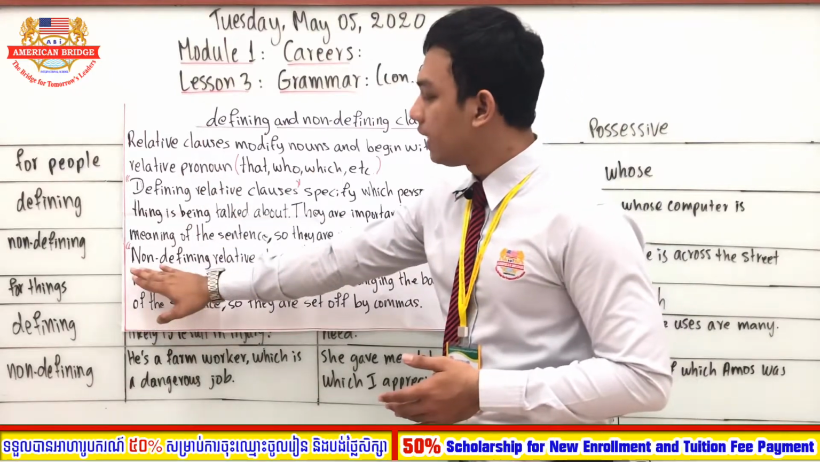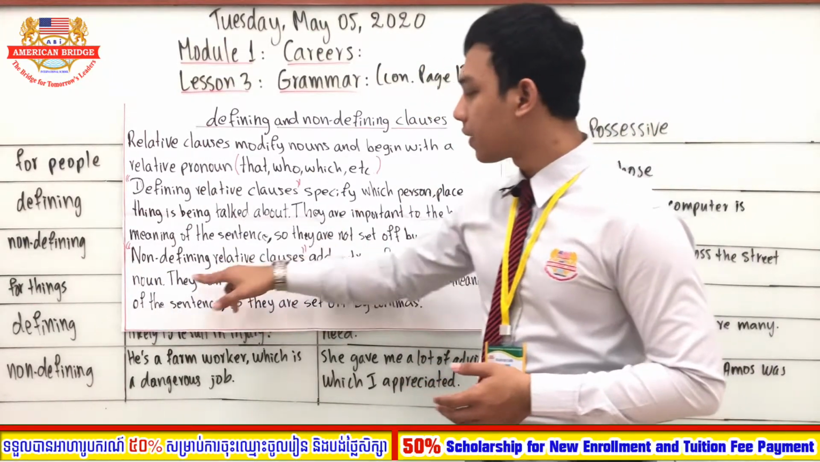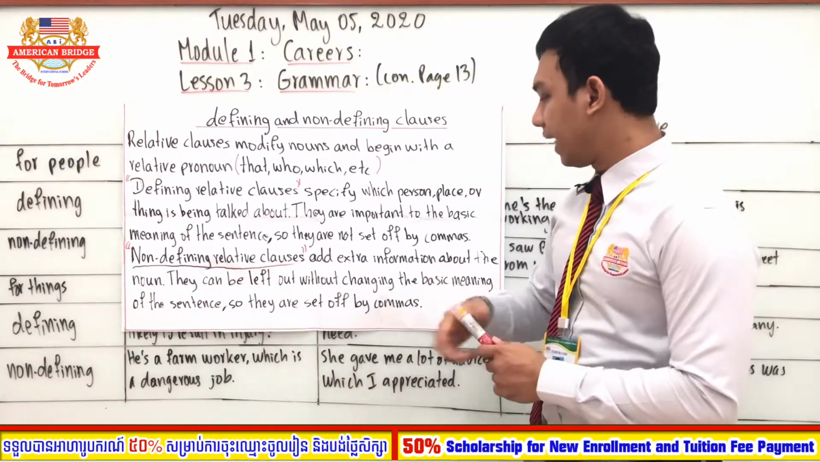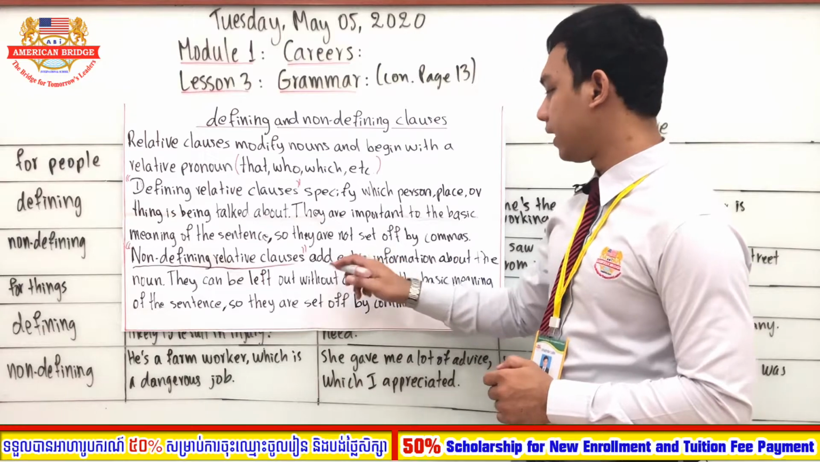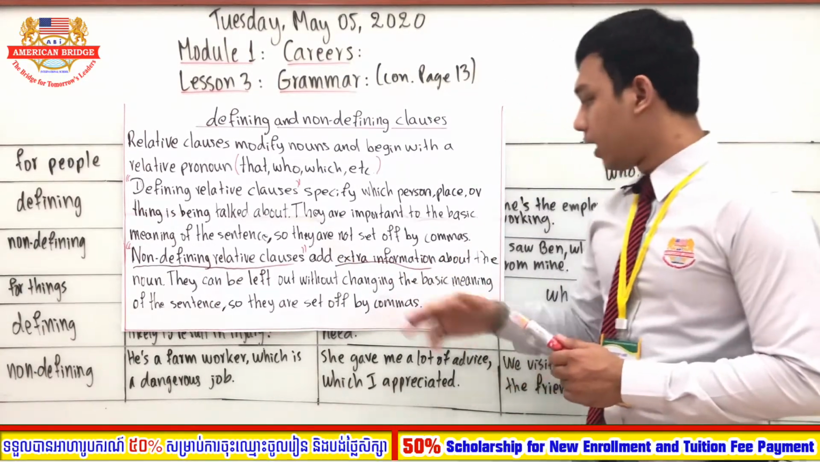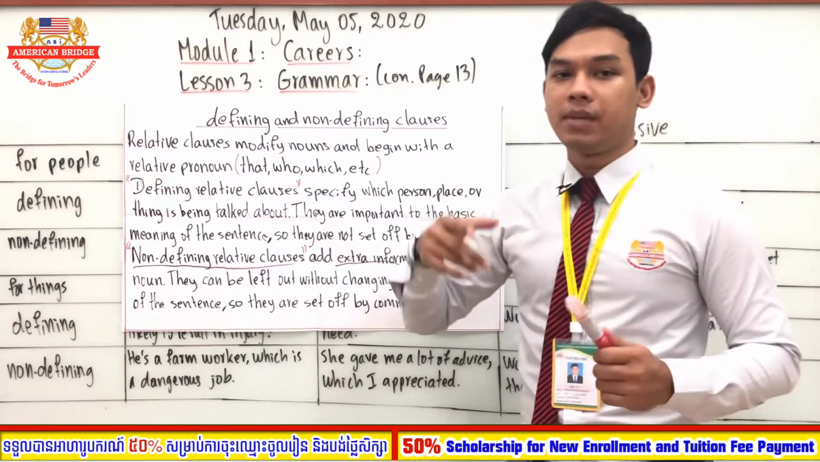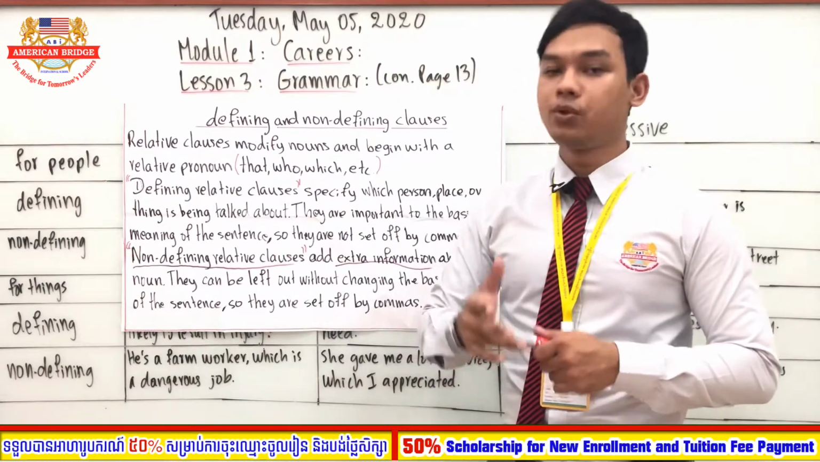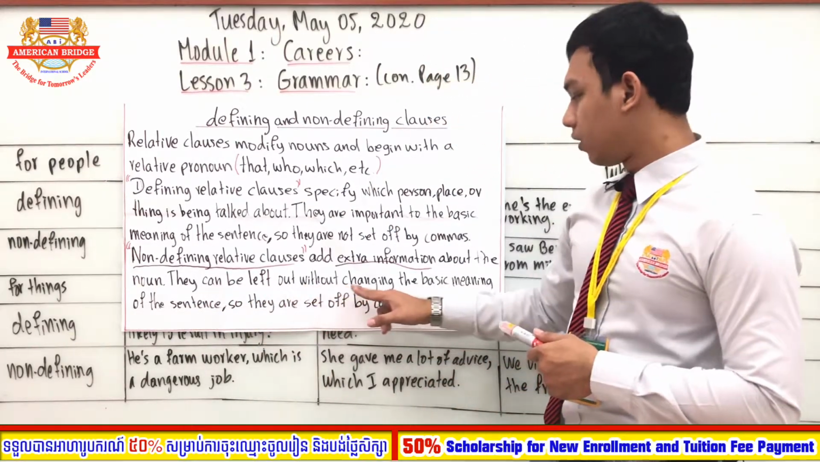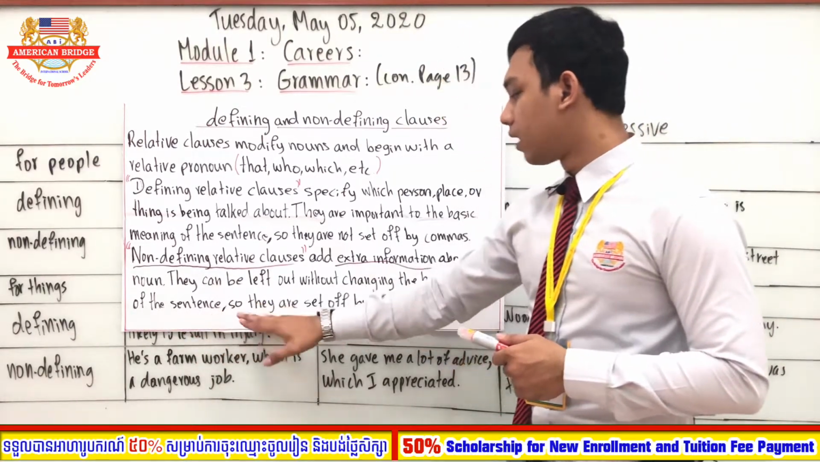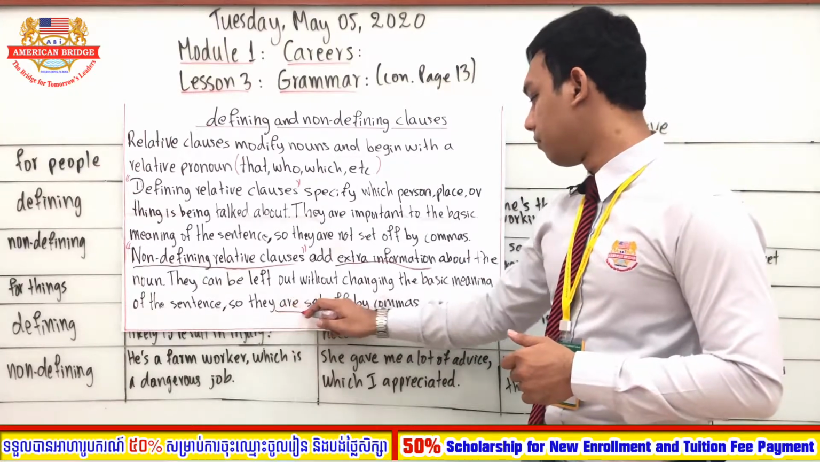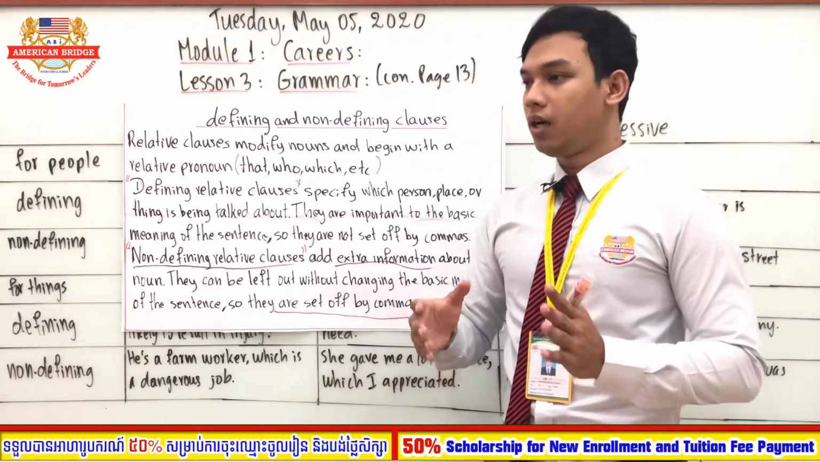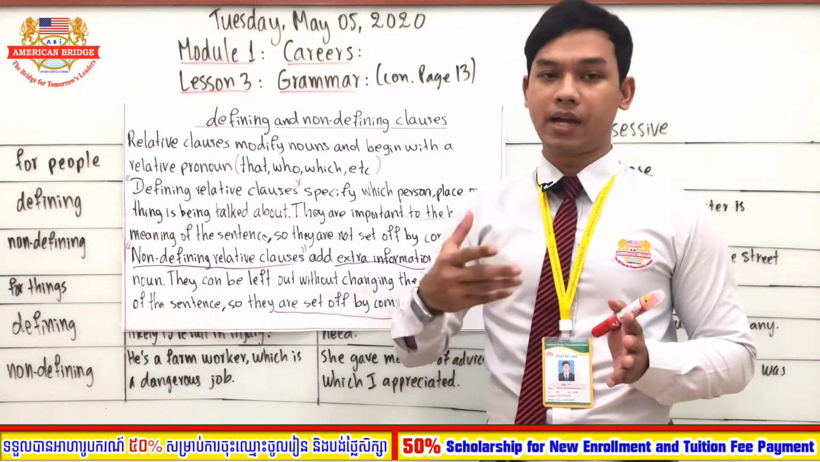Now look at the non-defining relative clauses together, everyone. Non-defining relative clauses add extra information about the noun. You have to highlight the extra information. It means non-defining relative clauses give more information to the noun of the sentence. They can be left out without changing the basic meaning of the sentence, so they are set off by commas. Remember that non-defining relative clauses are not so important to the sentence.